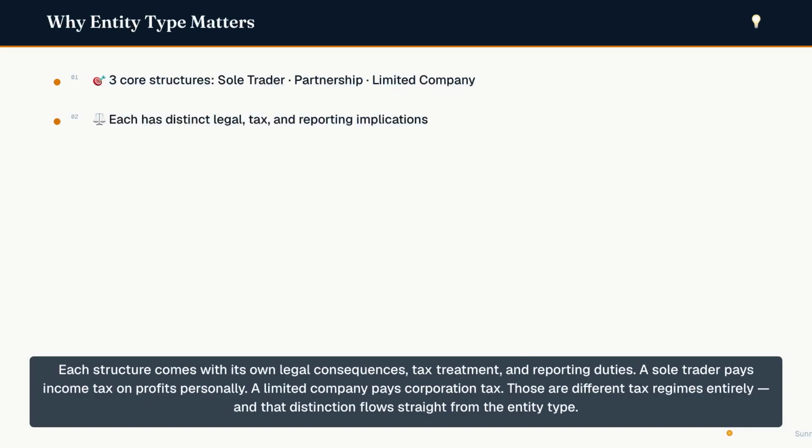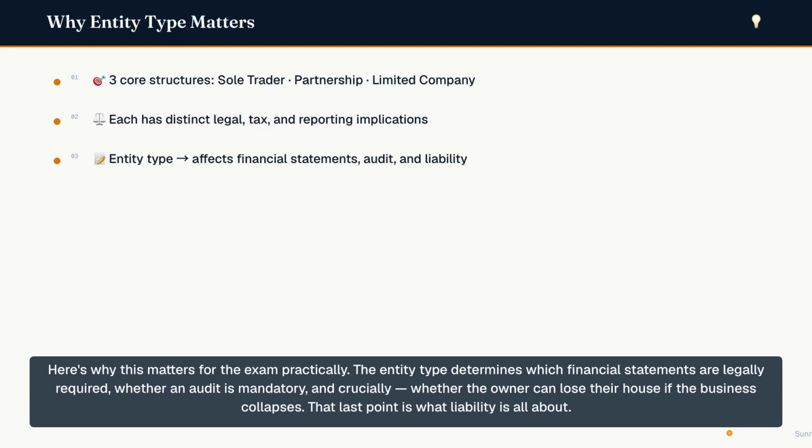Each structure comes with its own legal consequences, tax treatment, and reporting duties. A sole trader pays income tax on profits personally. A limited company pays corporation tax. Those are different tax regimes entirely, and that distinction flows straight from the entity type. Here's why this matters for the exam practically. The entity type determines which financial statements are legally required, whether an audit is mandatory, and crucially, whether the owner can lose their house if the business collapses. That last point is what liability is all about.